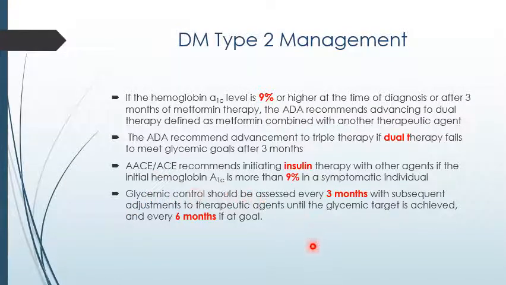Glycemic control should be assessed every 3 months with subsequent adjustment to the therapeutic agent until the glycemic target is achieved. If the glycemic target is achieved, we check every 6 months.